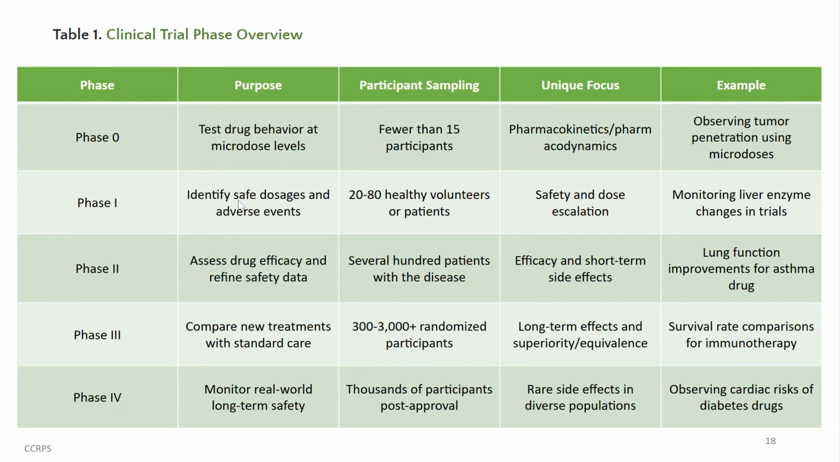Phase 1 is to identify safe dosages and adverse events. So safety, 20 to 80 healthy volunteers or patients. Healthy, as in phase 1, not patients diagnosed with the targeted disease or condition, but healthy. Why? To check for safety. Phase 2, assess drug efficacy. So phase 2 efficacy, assess drug efficacy and refine safety data. And here are several hundred patients with the disease. So a bigger sample compared to the previous phase, and patients actually diagnosed with the condition or with the disease.